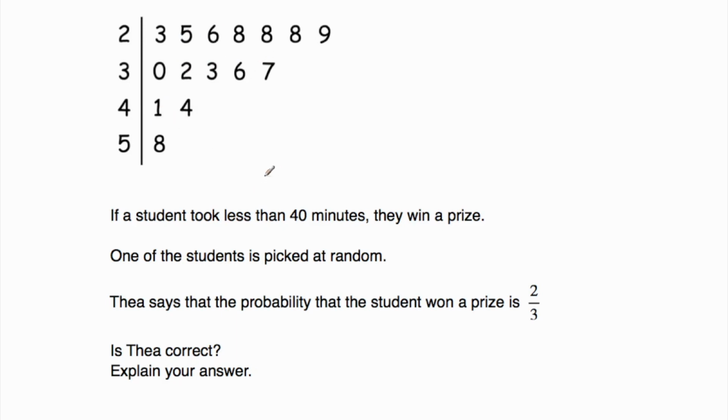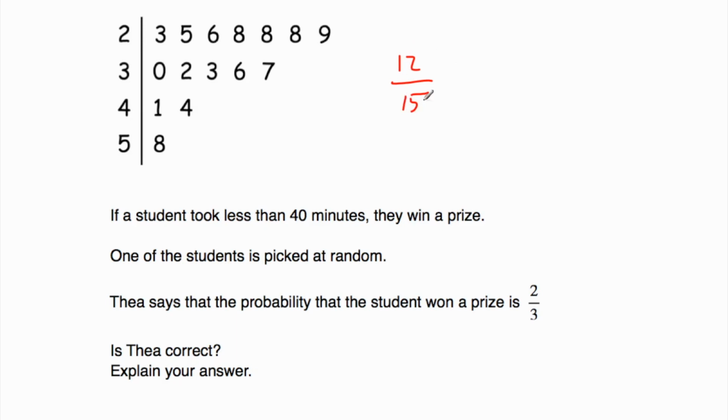Now, whenever you pick a student at random, the probability of picking someone that wins a prize then would be 12 win prizes out of 15. The probability of picking someone at random that won a prize then would be 12/15. But Fia says the probability of a student winning the prize was actually 2/3. So let's cancel down our fraction and see if we get 2/3 or not.